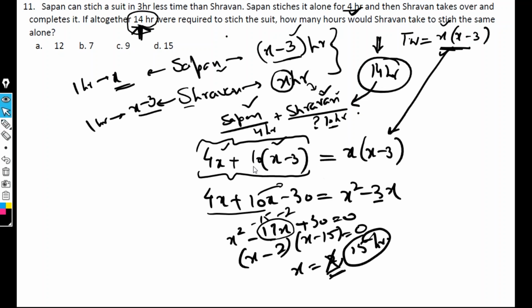Yes, you have to be very conscious while marking your answer. While solving it, you have to keep in mind whether x is your answer or x minus 3. So 15 and 12 were quite confusing at times.